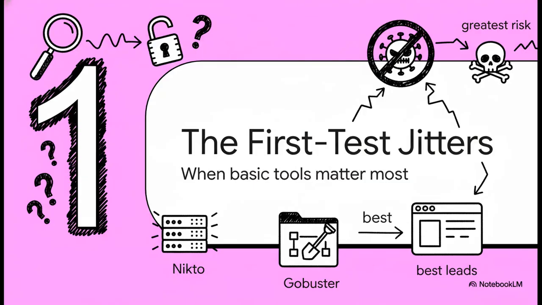And this really gets to the heart of that whole first test experience. While our pen tester was worried about pulling off some complex movie-style hack, it was the basic, everyday tools, Nikto for checking server configs and Gobuster for finding hidden pages, that gave him the best leads. But they were also the tools that carried the biggest risk of making a huge mess.